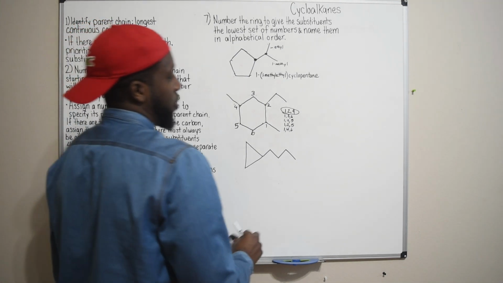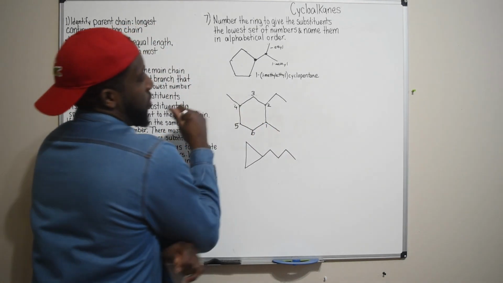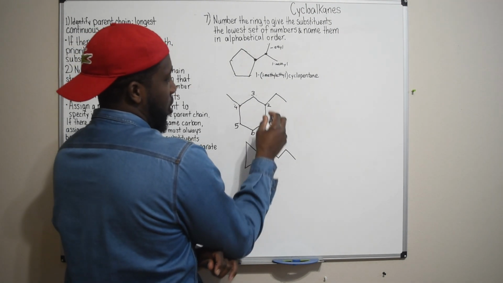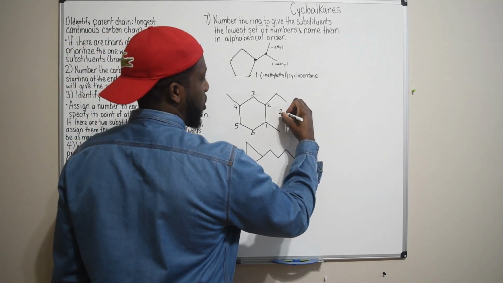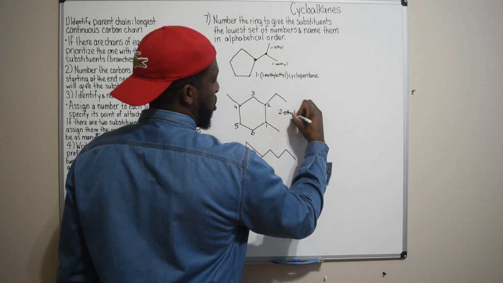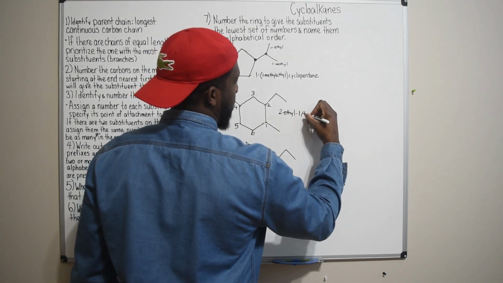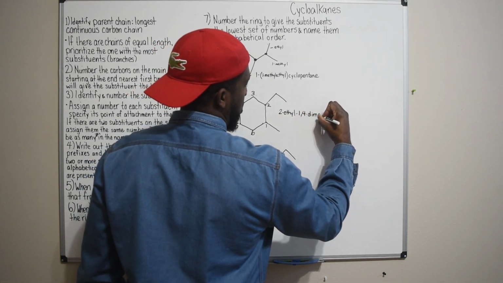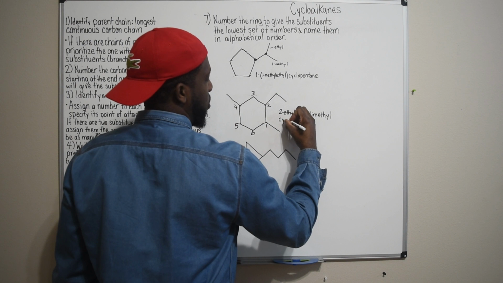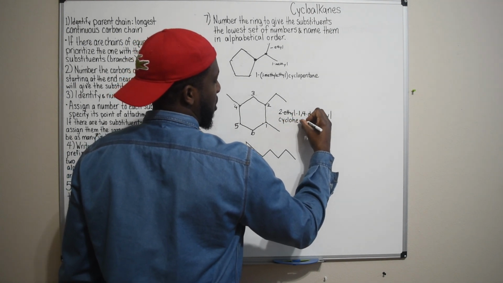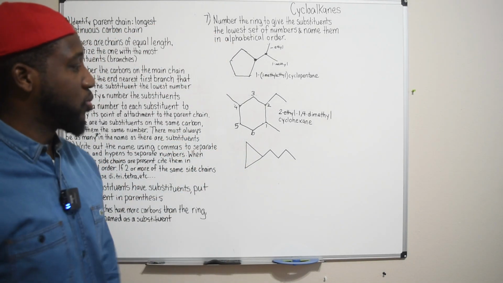All right. So now that we have our orientation, now let's name it. So we have 2 methyls, and we have an ethyl. So what comes first? The ethyl, because it starts with an E. So we have a 2-ethyl. How many methyl groups do we have? We have 2. So it's 2-ethyl-1,4-dimethylcyclohexane. Easy. All right, so now let's look at this right here.